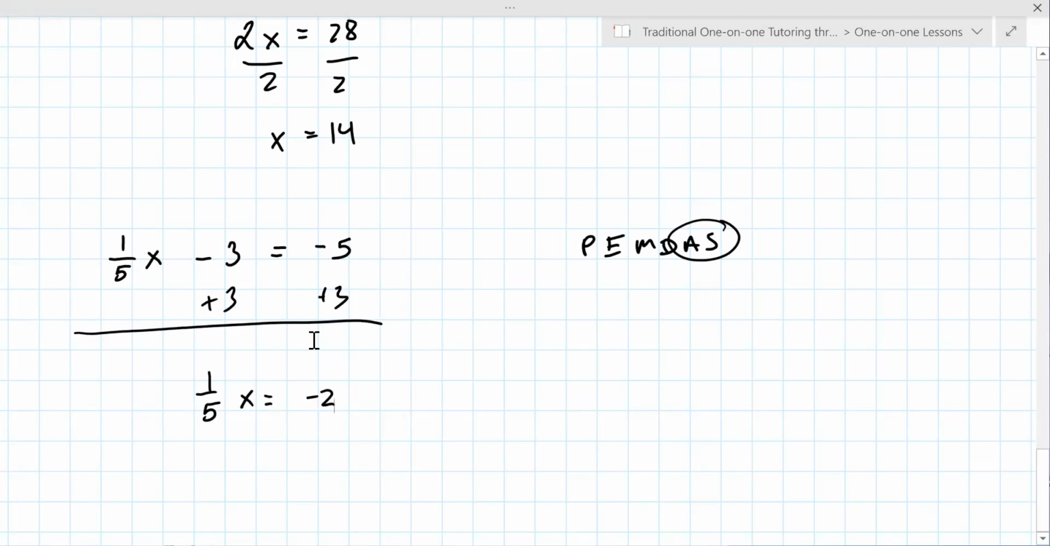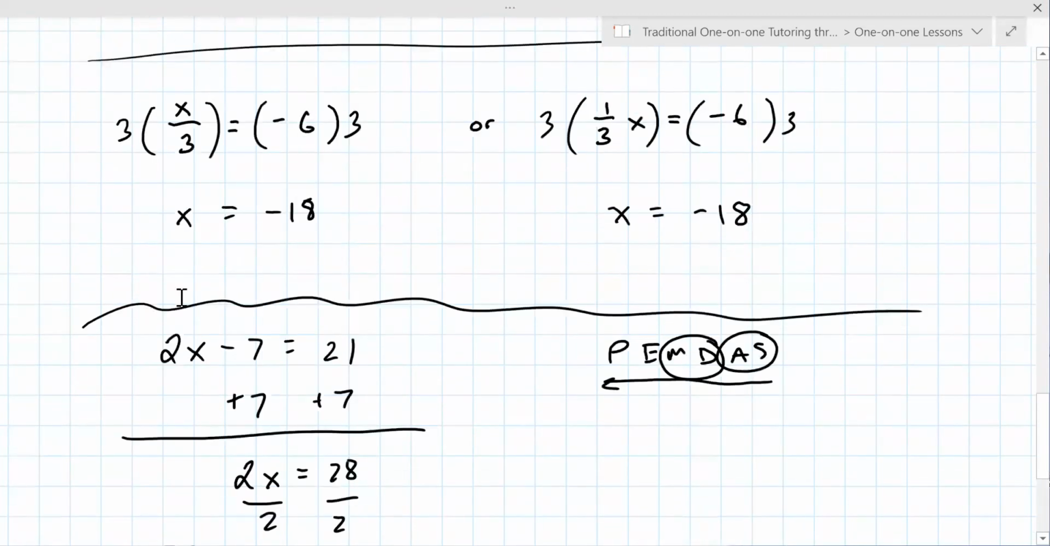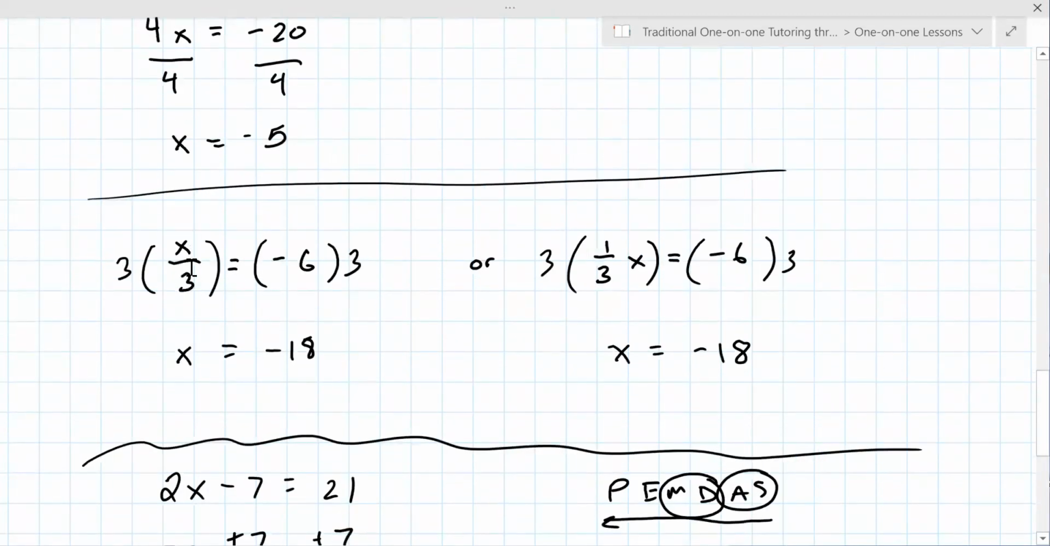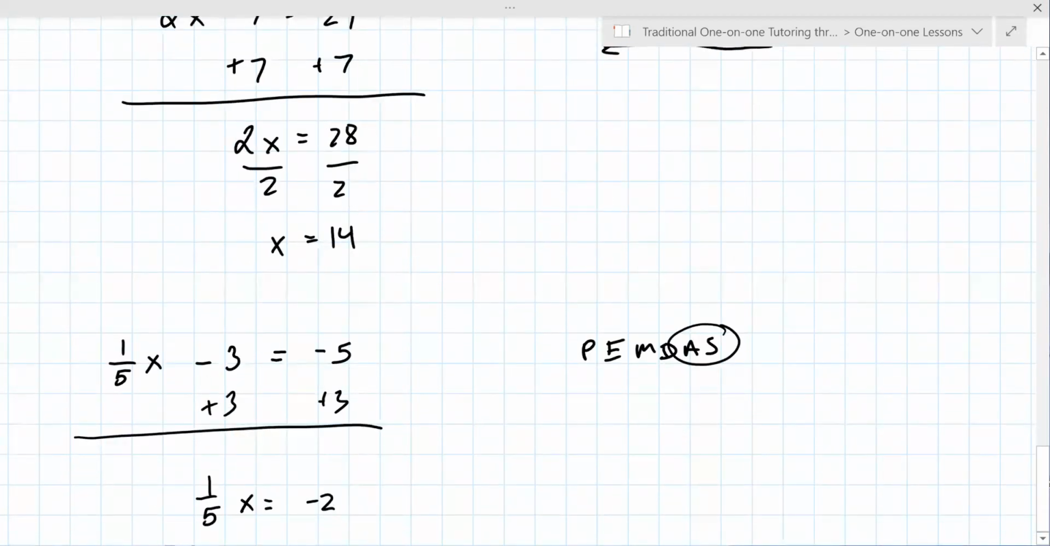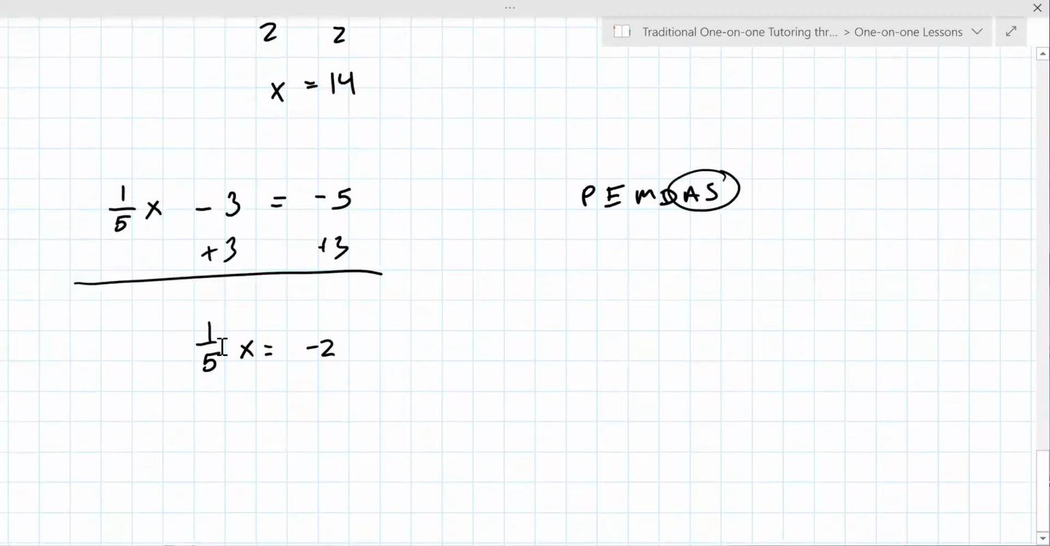And then you do 2 times on each side. No. Let's go back here. What did we do here in this x over 3 and 1/3 x? What did we multiply by? The bottom number. So same thing applies here. What are you going to multiply by here? 5. Bottom number.